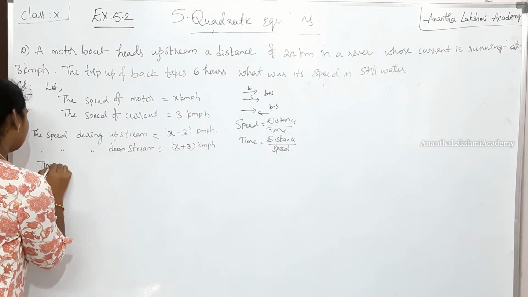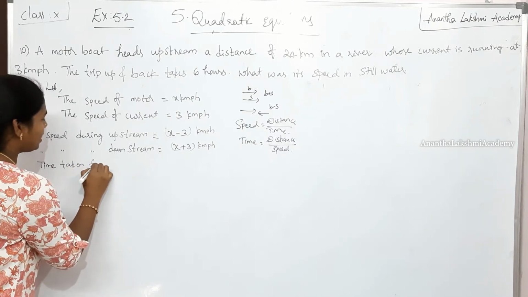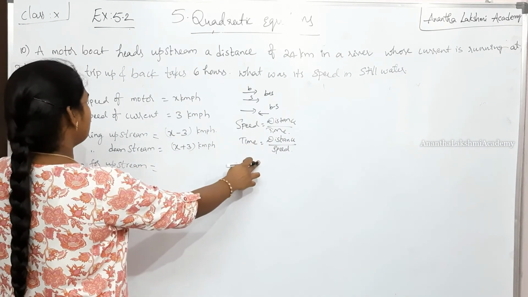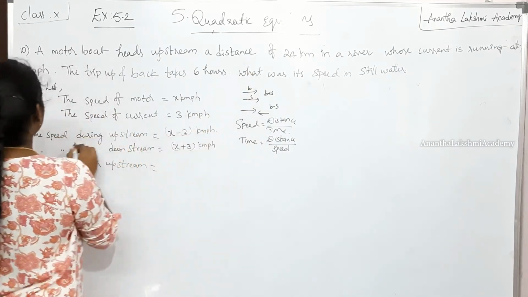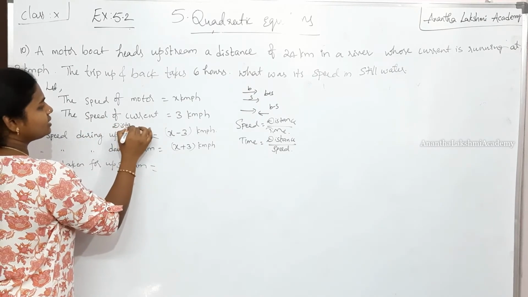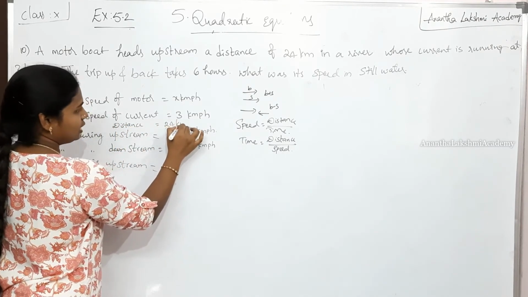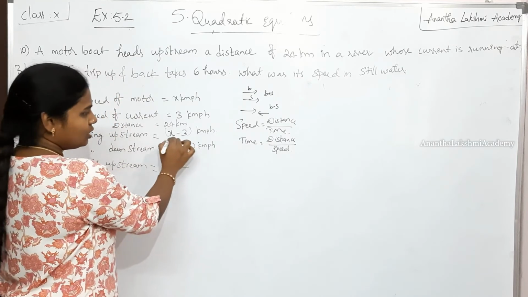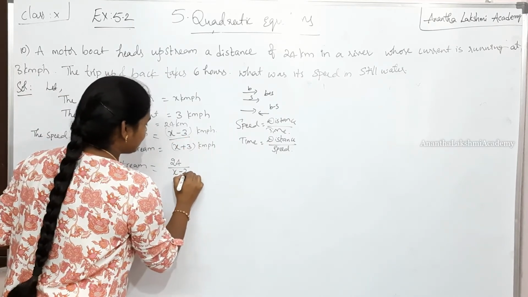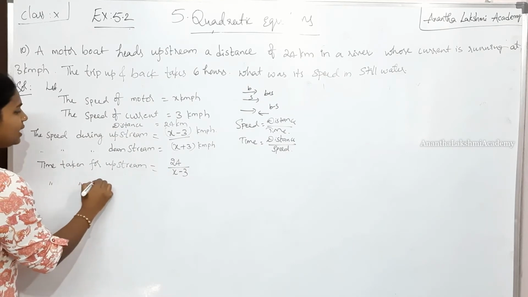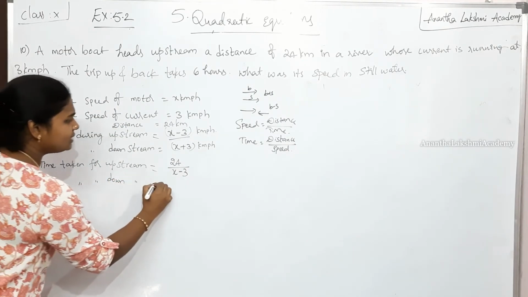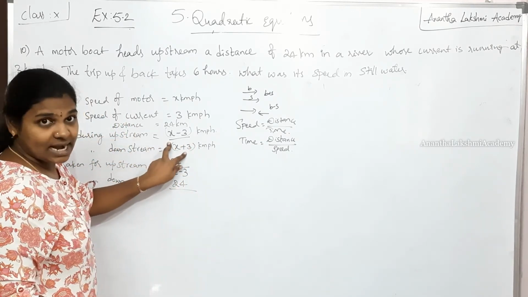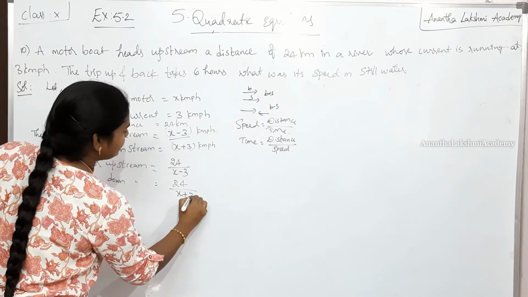Time taken for upstream. What is that? Time is distance by speed. What is the distance given? Oh, I did not write the distance. Okay, write it. Distance is equal to 24 kilometers in between. So time taken for upstream is 24 kilometers by the upstream speed, which is the subtracted value, x minus 3. Similarly, the time taken for downstream is equal to 24 by what is the speed? It gets added with the current speed, so that is x plus 3.